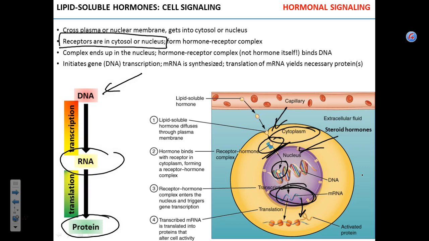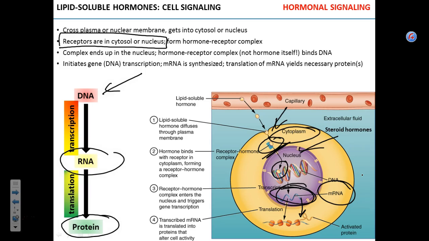Okay? So, hormone binds to a specific sequence in the DNA. And it will stimulate the transcription of a very specific set of genes, which will produce a very specific set of RNA, which will produce a very specific set of proteins, which will have a very specific effect on the cell. Does it make sense? Okay?